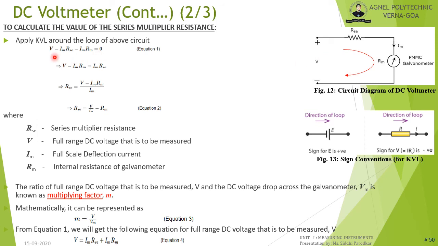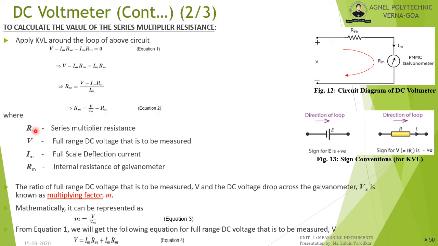So the final equation which we get after applying KVL will be V minus Im RSE minus Im Rm equal to 0. Rearrange this equation so that we get V minus Im Rm equal to Im RSE. Now if we cross multiply and take this Im down, then we get the value of RSE as V minus Im Rm the whole divided by Im. Now if we divide Im individually, we get RSE is equal to V divided by Im minus Rm, this Im gets cancelled and we are remaining with just Rm. Now write this equation as equation number 2.